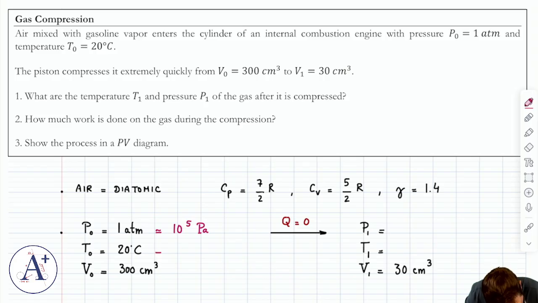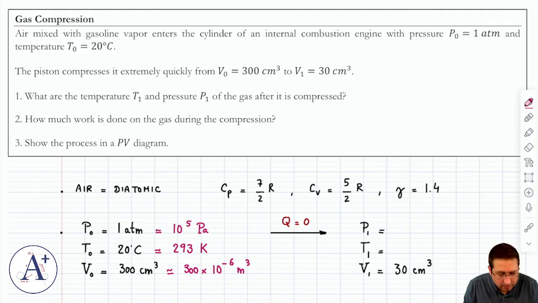20 degrees Celsius. Celsius is the wrong unit. I need Kelvin. I have to add 273, which is going to give me 293 Kelvin. Okay, or in theory you add 273.15, but okay, add 273, you get 293 Kelvin. And cubic centimeters, that's going to be 300 cubic centimeters is going to be 300 times 10 to the negative 6 cubic meters. Okay, not 10 to negative 2, 10 to negative 6. 1 cubic centimeter is 10 to the negative 6 cubic meters.